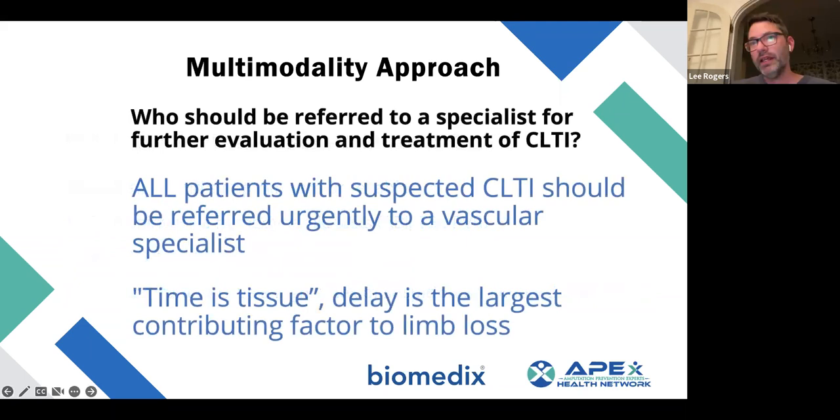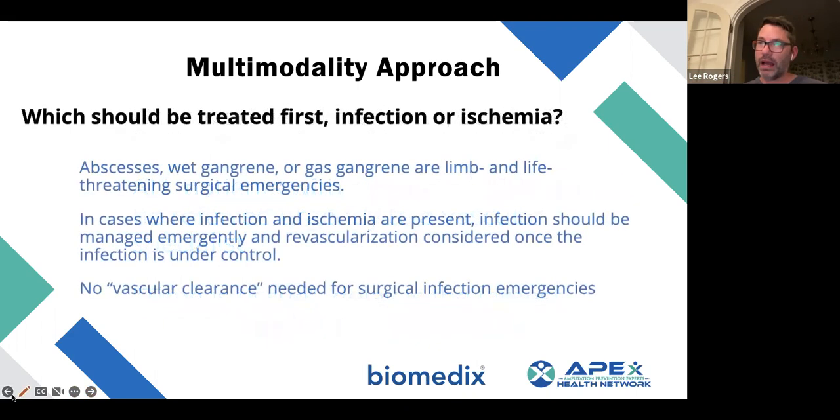So another question that's asked is, who should be referred to a specialist for further evaluation and treatment of CLTI? Well, all patients with suspected CLTI should be referred urgently to a vascular specialist. And we have to understand, just as Dr. Jain said, time is tissue, delay is the largest contributing factor to limb loss. Nowhere else in the body would we tolerate ischemia. If you had ischemic myocardium or ischemic bowel, you'd be in the cath lab immediately, but somehow we still tolerate ischemia in the lower extremity. I think some of it's due to apathy. Other is due to neuropathy, where patients aren't complaining of excruciating pain. So we think it's okay to just have them seen in 2 weeks or 3 weeks, which is really inappropriate.